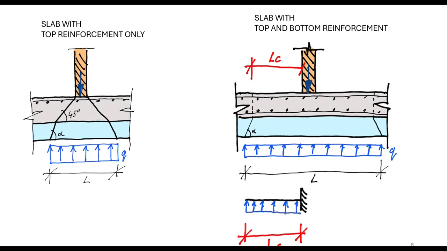However, when we add top and bottom reinforcement, we can spread our loadings over a much longer distance. Because now we have pressure from the bottom, that pressure is causing tension in the bottom of the slab, but because we have reinforcement, we need to check if this reinforcement can resist the bending moment from that pressure.